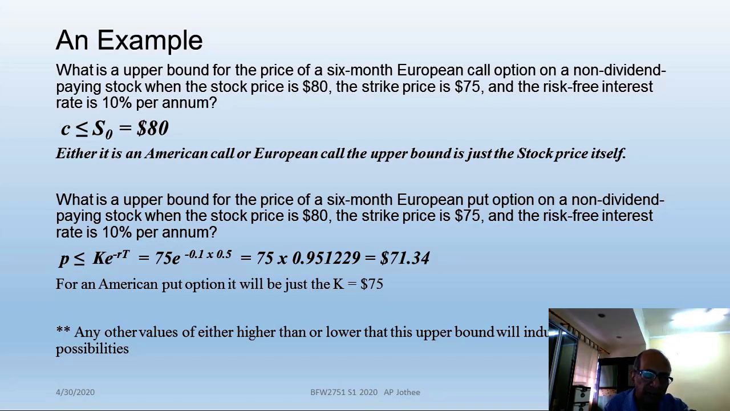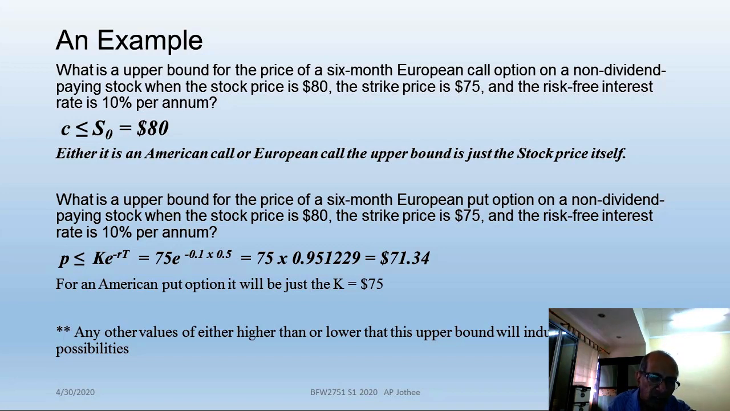It is pretty simple here when you're talking about the upper bound of a European call option. The call premium should be as much as the stock price itself. That is, $80 is the upper bound. That's the maximum it can go. Whether it's an American call or a European call, the upper bound is just the stock price itself. Clearly understood, right? Okay, what is the upper bound for the price of a 6-month European put option then?